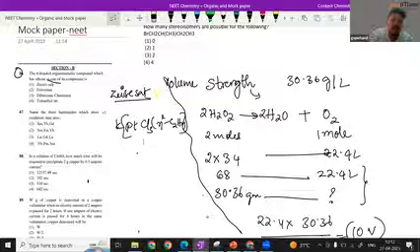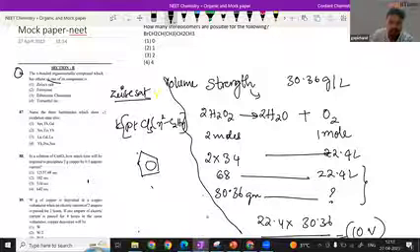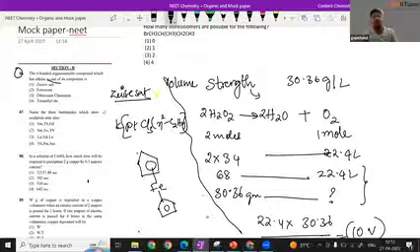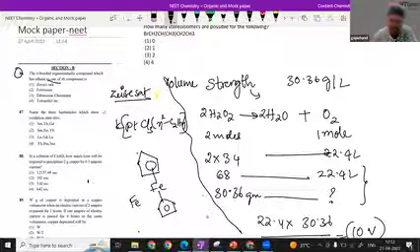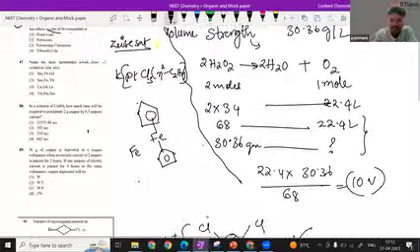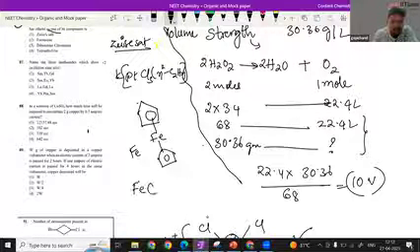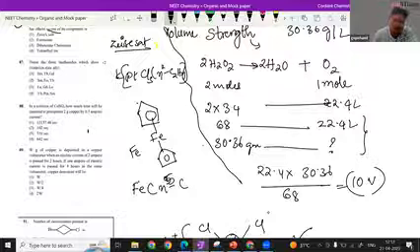You may also be asked about ferrocene. Ferrocene has 5-membered rings present. If you take a 5-membered ring, there will be another 5-membered ring. This is how ferrocene looks. If you want to write the formula of this compound, it will be Fe(η5-C5H5)2. Why am I writing η5? Because this is a 5-membered ring. So η5 means a 5-membered ring of C5H5.